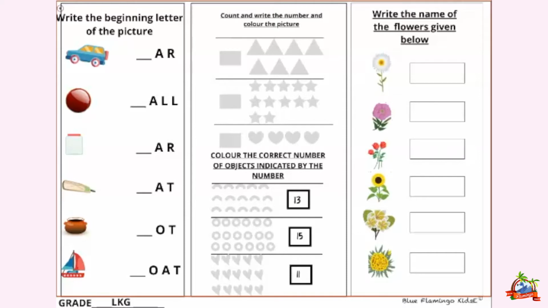CAR, car. C for car. So the first letter is C. C for car. Next picture is ball. Very good. It is a ball. B for ball. Spelling is BALL. Ball.